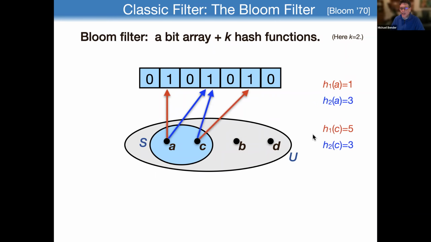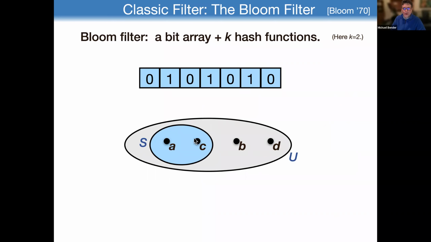Then we add another element c, and if you look here, the first hash function for c hashes to 5, and the second hash to 3. So we take position 5 and turn that into a 1. And position 3, well, actually, that was already a 1. So it stays a 1. And so now this is what the Bloom filter looks like with these elements a and c.